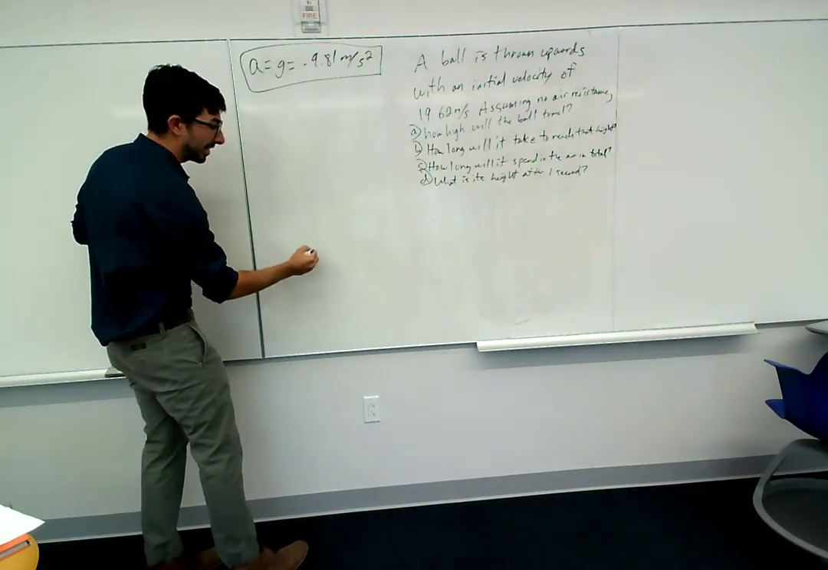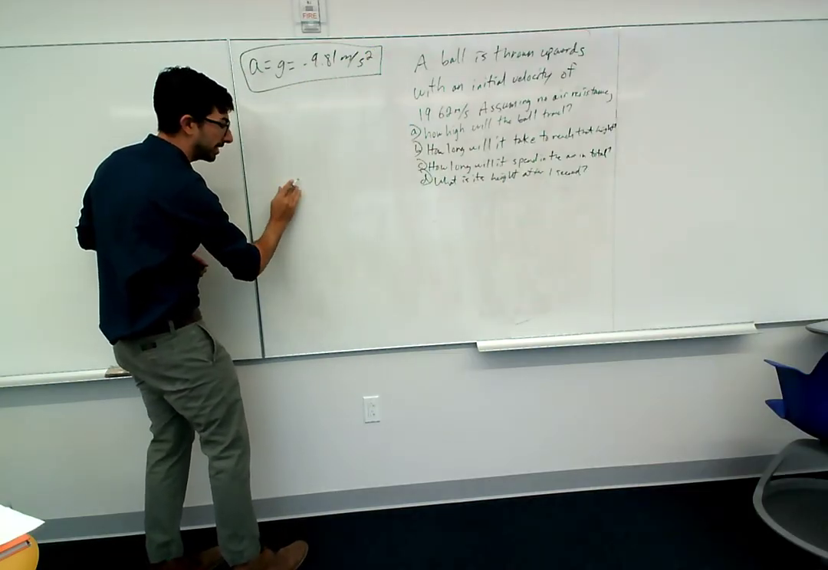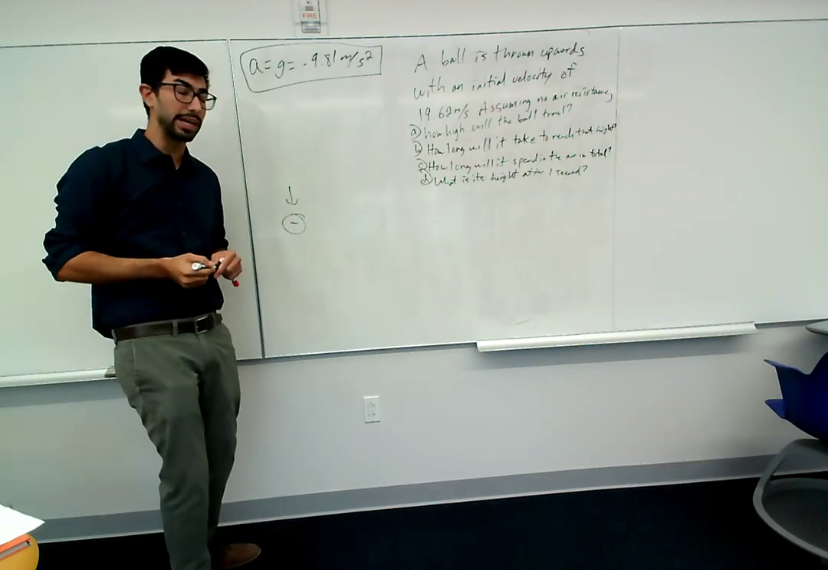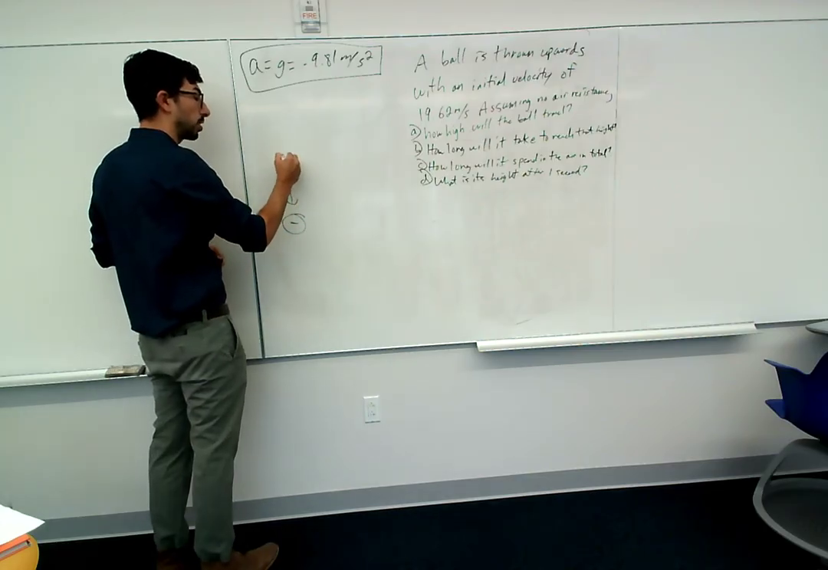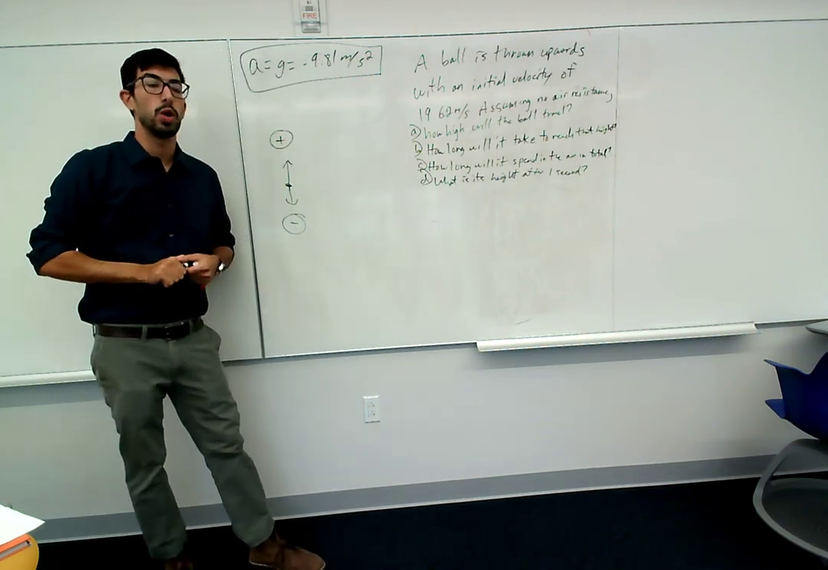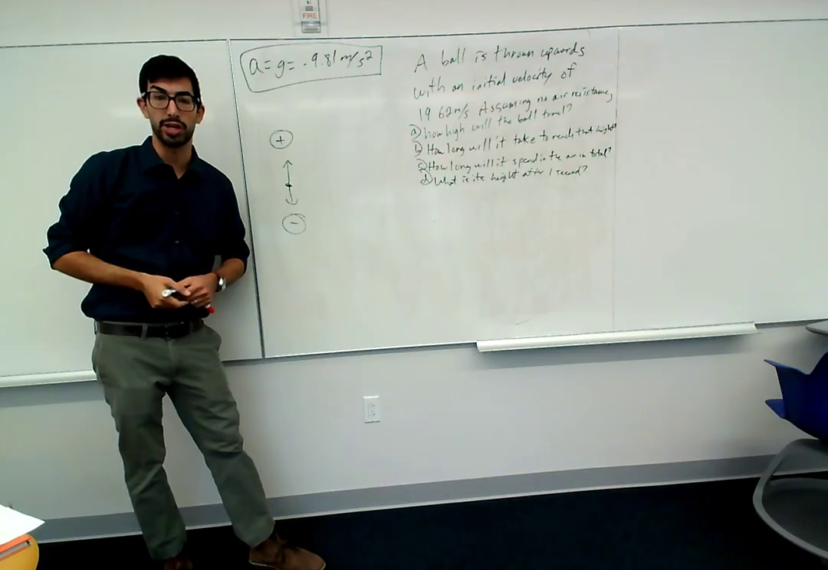Implicit in this is that we are defining downwards as negative. If we define downwards as negative, it means we're defining upwards as positive. And that's going to affect our values when we add initial velocity to the expression.